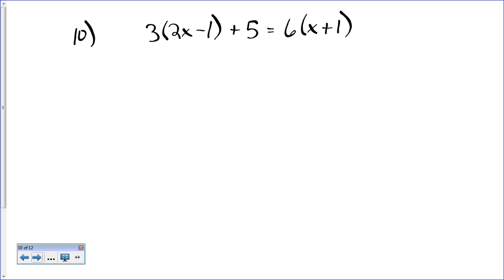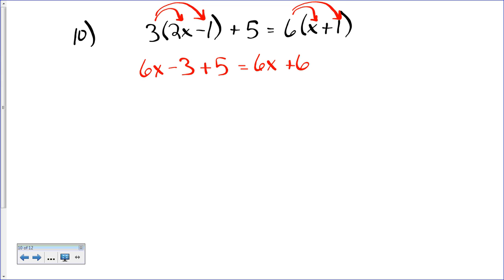All right, number 10. Same thing. You look at the equation and you say, do I have parentheses? You do. So we're going to clear them. So 3 times 2x, 6x. 3 times negative 1, negative 3, plus 5. Then we do 6 times x, 6 times 1. Okay, so now we're going to combine things that can go together. So we have 6x plus 2 is equal to 6x plus 6.